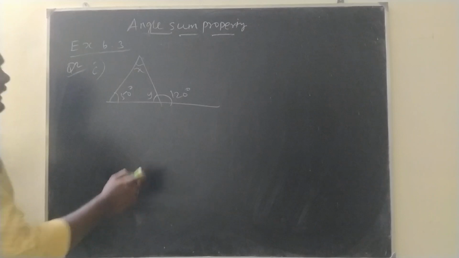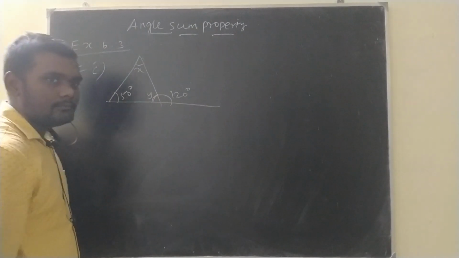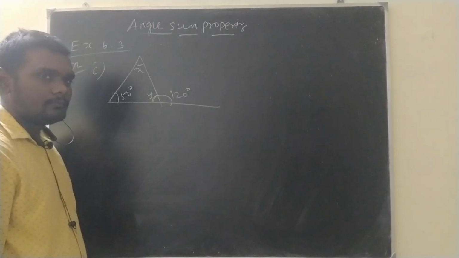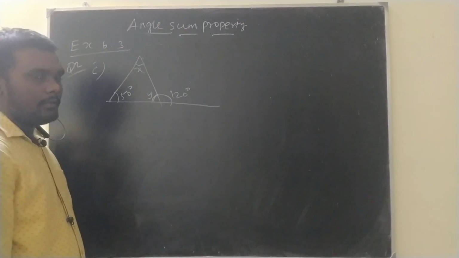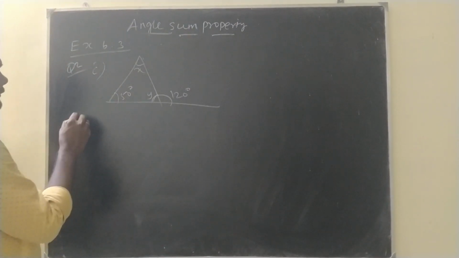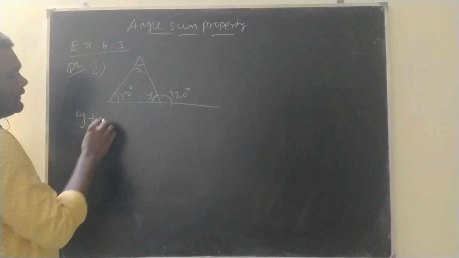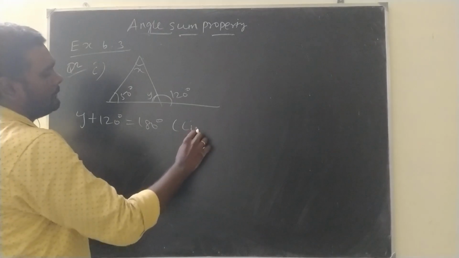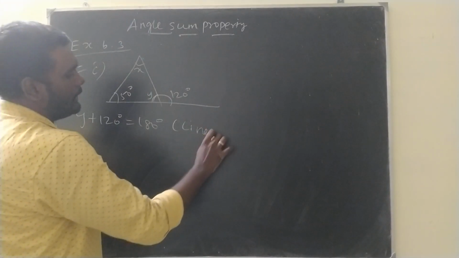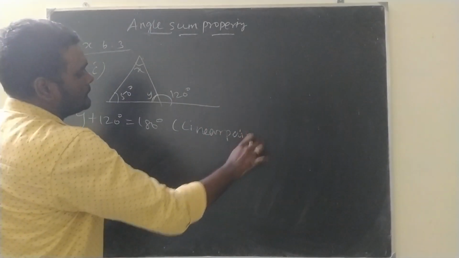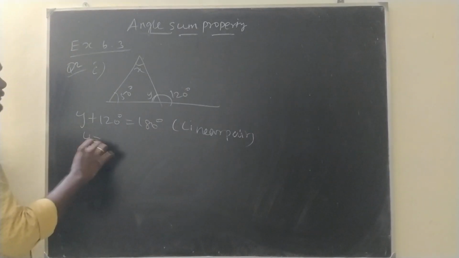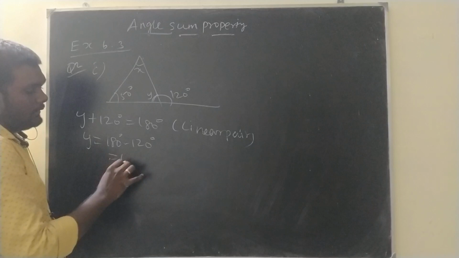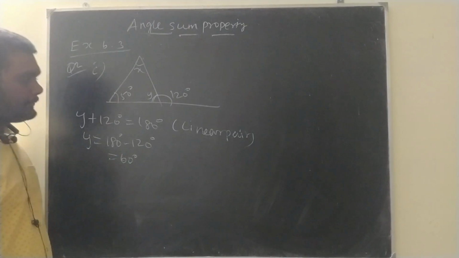So which one will go with? Yes, to find y, we can say y plus 120 equals 180 degrees, because they form a linear pair. Then y is equal to 180 degrees minus 120 degrees, it is 60 degrees.